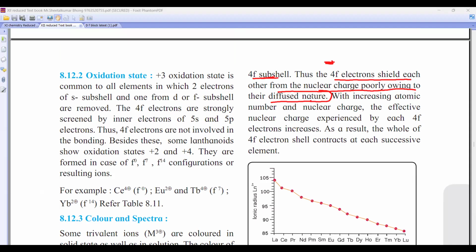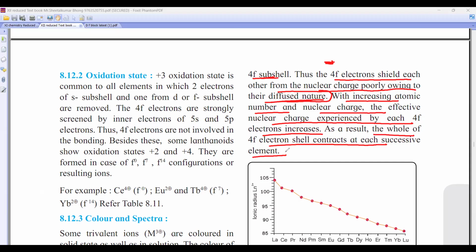You have to write this. Why does lanthanide contraction occur? What to say? The last electron enters into the n-2 subshell, that is the 4f subshell. The 4f electrons shield each other from the nuclear charge poorly due to their diffused nature. With increasing atomic number and nuclear charge, the effective nuclear charge experienced by each 4f electron increases. As a result, the whole 4f electron shell contracts at each successive element.